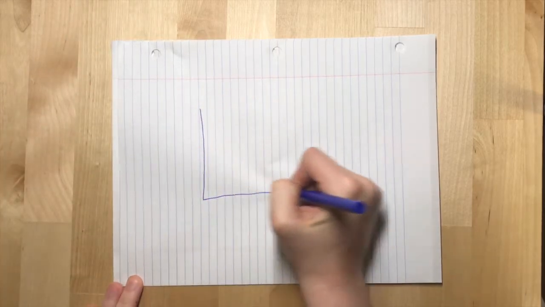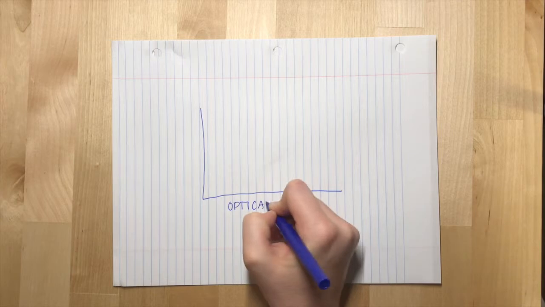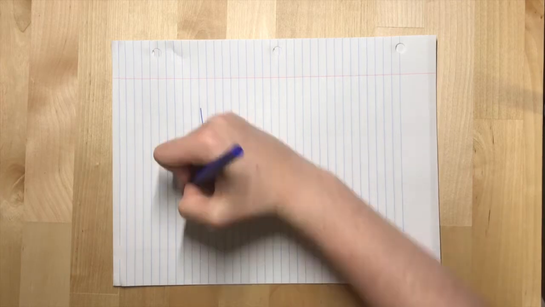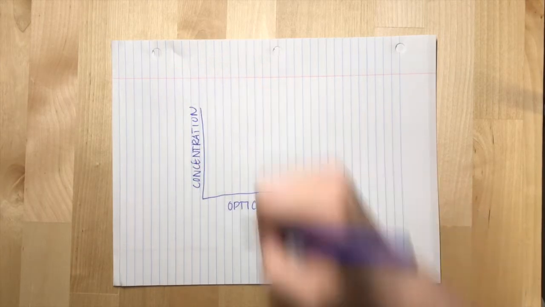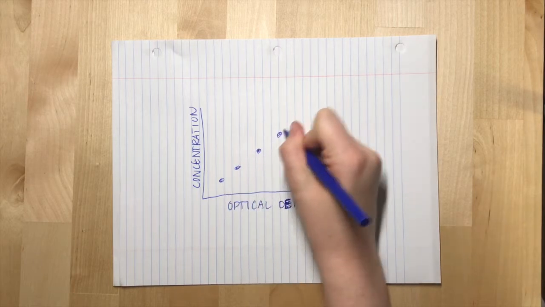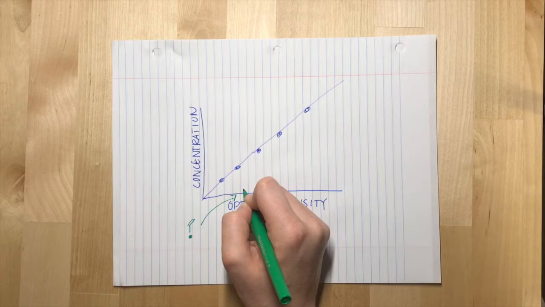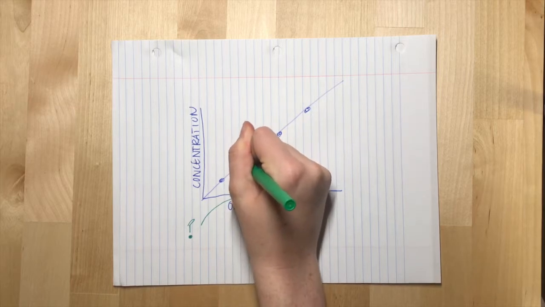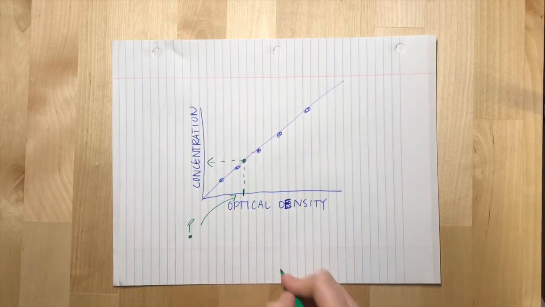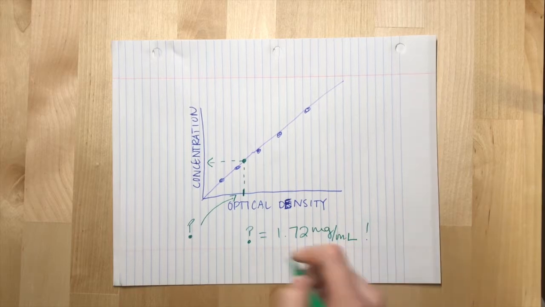The way we can quantify this is by plotting optical density after the color change by concentration. We can plot a known set of standards and produce a standard curve. We can then use an unknown sample's optical density in the standard equation, calculating the concentration of our unknown sample.